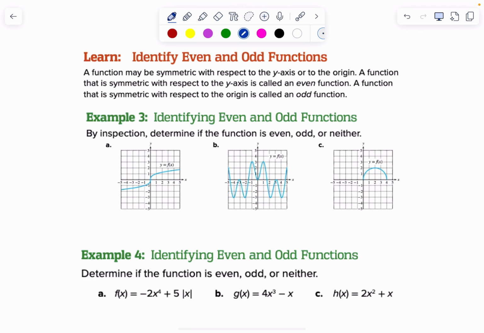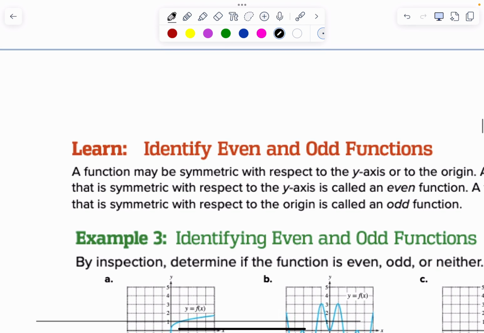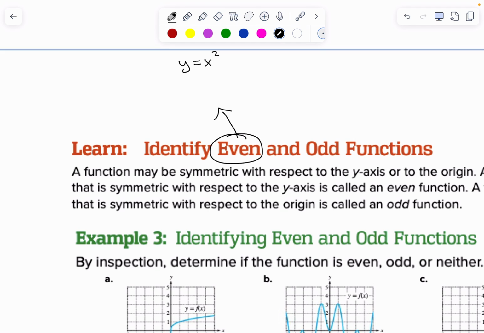Okay. Let's talk about these. This example, you're going to be able to do, but for example 4, I'm going to teach you some new stuff. It is considered an even function. When I think of even functions, I think of y equals x squared because 2 is an even number, right? Do we know what y equals x squared looks like? It looks like a parabola.